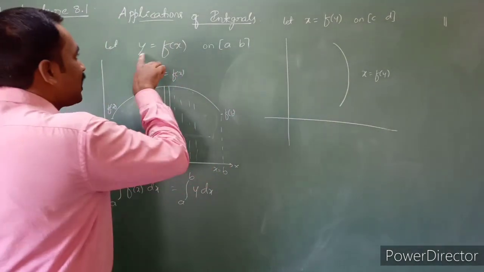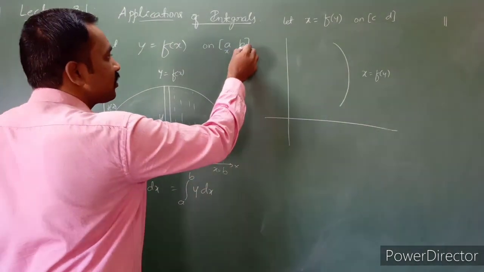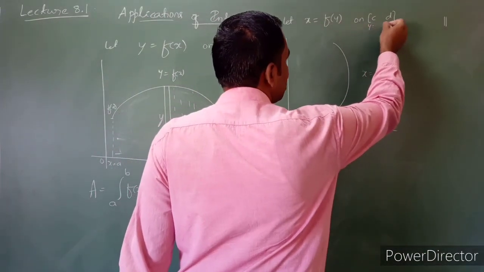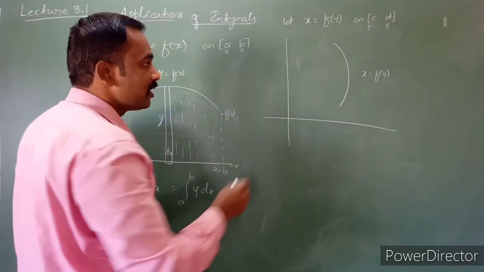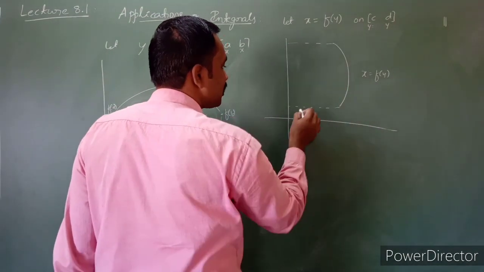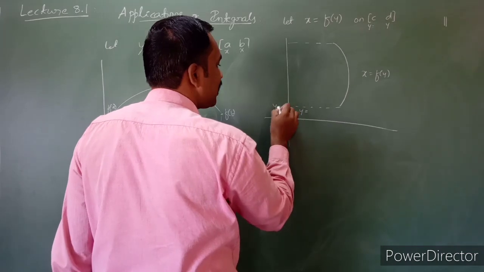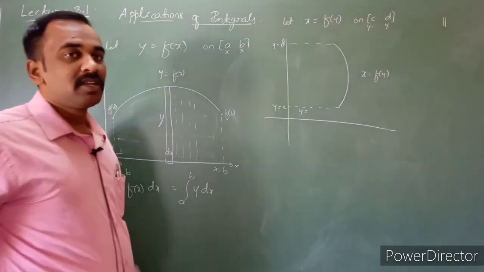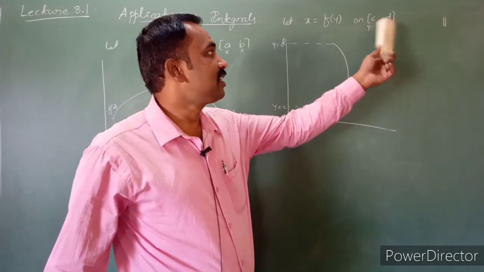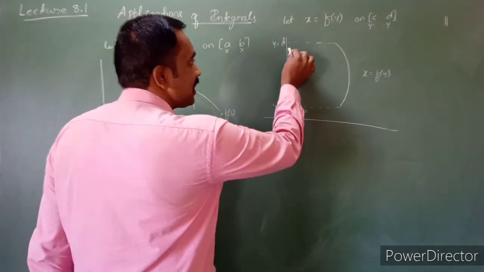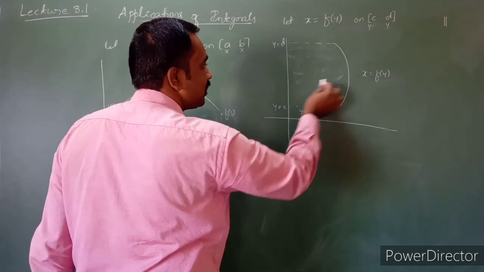So with y in terms of x, we have x is equal to a, x is equal to b. With x in terms of y, we have y is equal to c, y is equal to d. So this curve is defined from c to d, where c is less than d. We need to find the area under the curve.